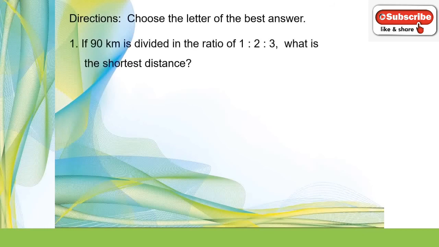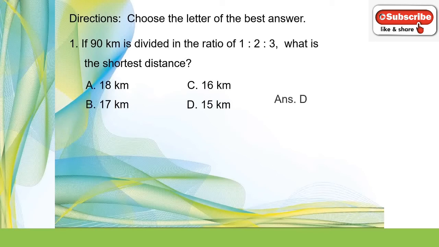Number 1. If 90 kilometers is divided in the ratio 1:2:3, what is the shortest distance? A. 18 kilometers, B. 17 kilometers, C. 16 kilometers, D. 15 kilometers. Write your answer now. Time is up. The correct answer is letter D.